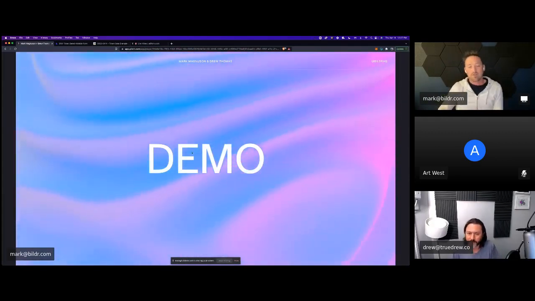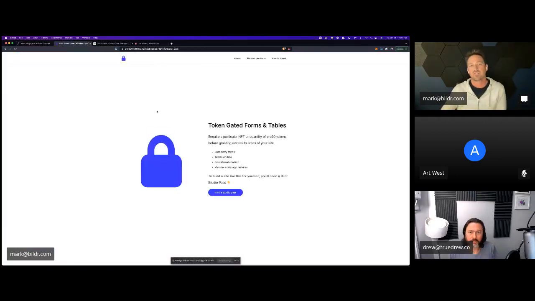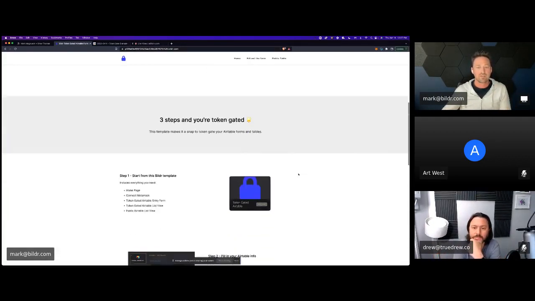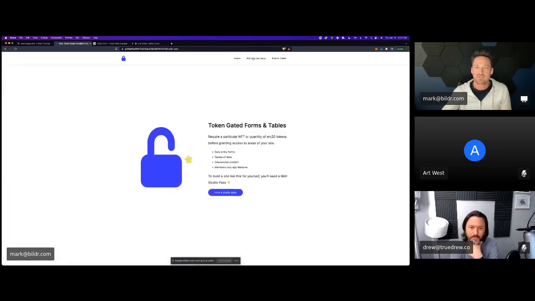Cool. All right. So let me jump over to this page. So this is a Bildr template. This is like it running in preview mode. So this is a template that we have where you can token gate Airtable forms and Airtable tables. So you can basically restrict access to it. This is like a home page of it, and I'm just going to demo it, and then I'll go in and show you what it looks like inside.